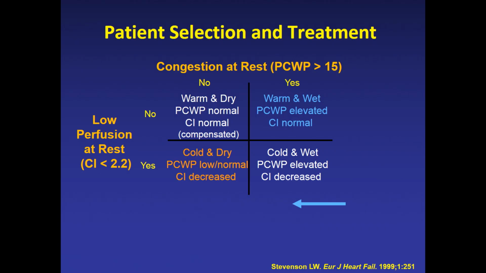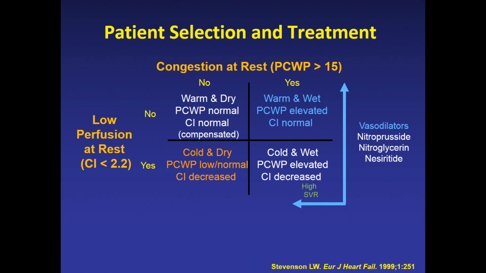The 2x2 matrix is defined by filling pressures based on the clinical absence or presence of congestion and bedside estimates of perfusion or hemodynamic estimates of perfusion that allow us to categorize patients as to whether they are optimal in the upper left quadrant, warm and dry, or suboptimal, that is well perfused but congested, poorly perfused and congested, or poorly perfused and dry. Based on these hemodynamic subsets, we can begin to select medical therapy.